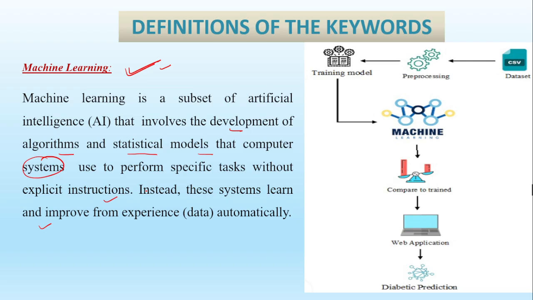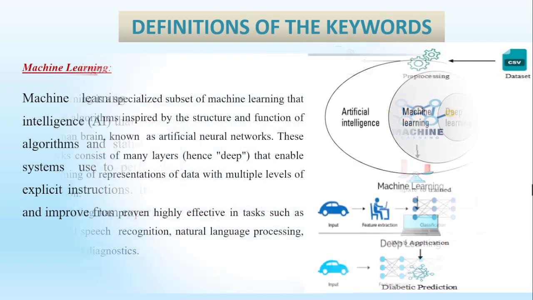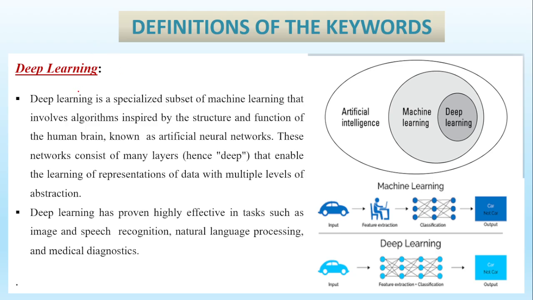Now, machine learning and deep learning. Deep learning is a specialized subset of machine learning. Artificial intelligence comprises two subsets, machine learning and deep learning. Deep learning is a subset of machine learning, and machine learning is a subset of artificial intelligence.